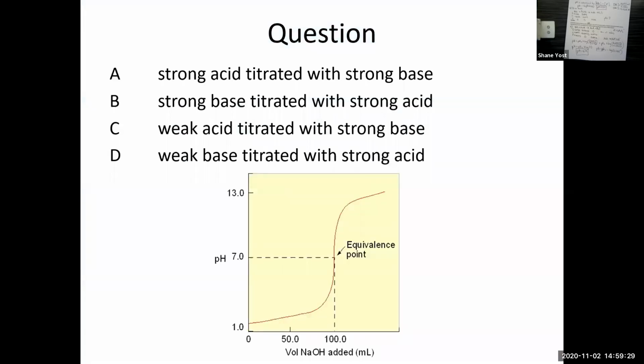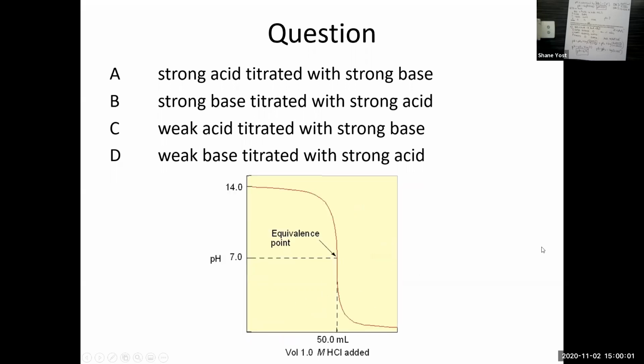All right. So what is this titration curve of? A, a strong acid titrated with a strong base. B, a strong base titrated with a strong acid. C, weak acid titrated with a strong base. Or D, weak base titrated with a strong acid. Yeah, so it's going to be A, strong acid titrated with a strong base. pH is 7 at equivalence point, and I start off with the acidic solution and end up with a basic solution. That tells me it's A.